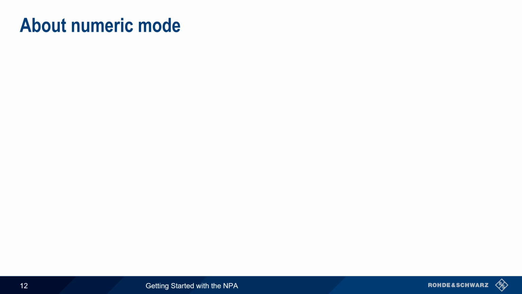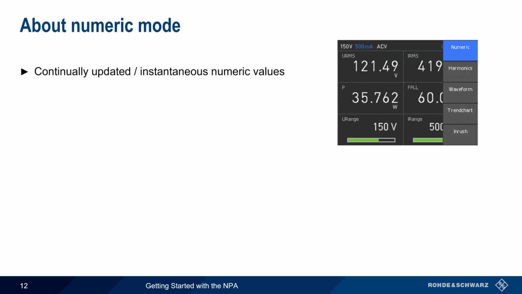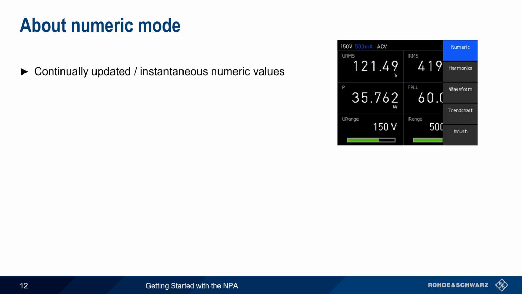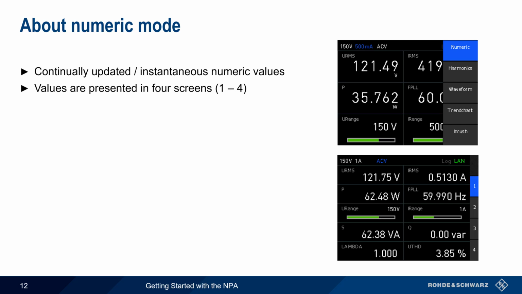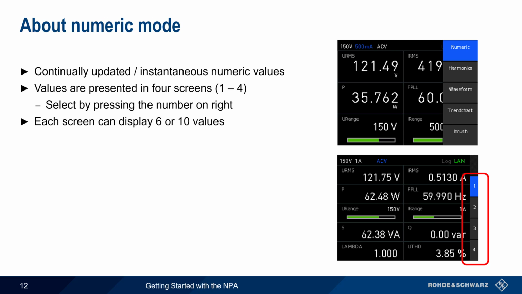Numeric mode is a default display mode and provides continuously updated numeric values of measured parameters. Due to the large number of measurements supported by the NPA, these values are presented in 4 screens. The number keys on the right can be used to move between the measurement screens. Note too that each screen can display either 6 values, as shown above, or 10 values, as shown below. Pressing the number key twice is used to toggle between the displays.